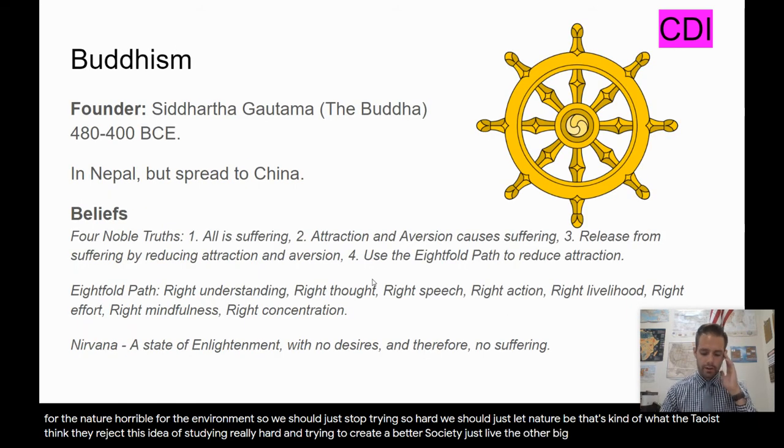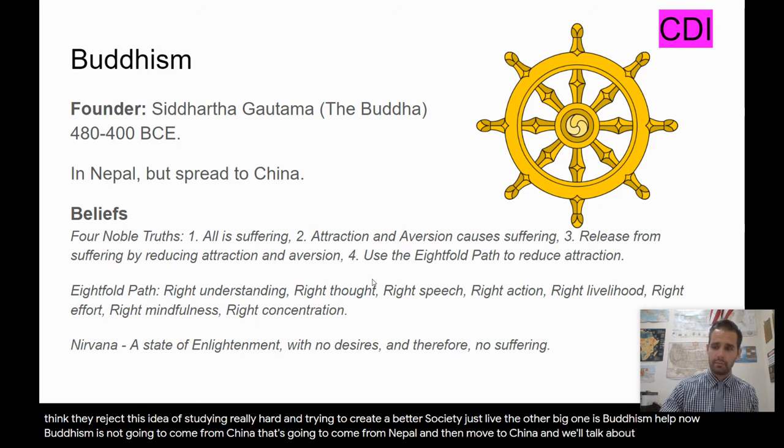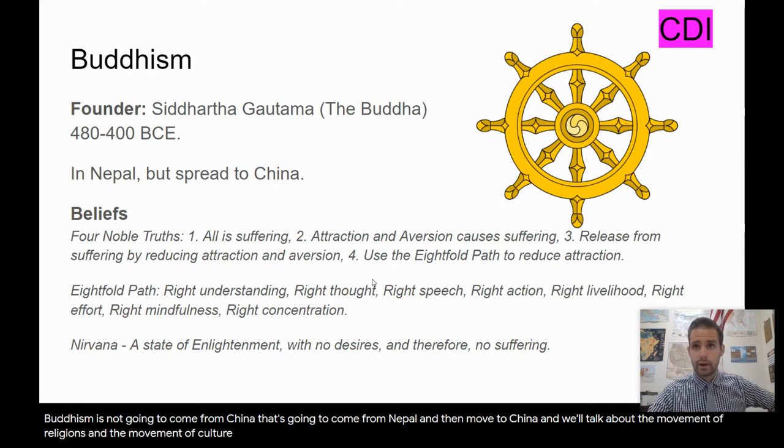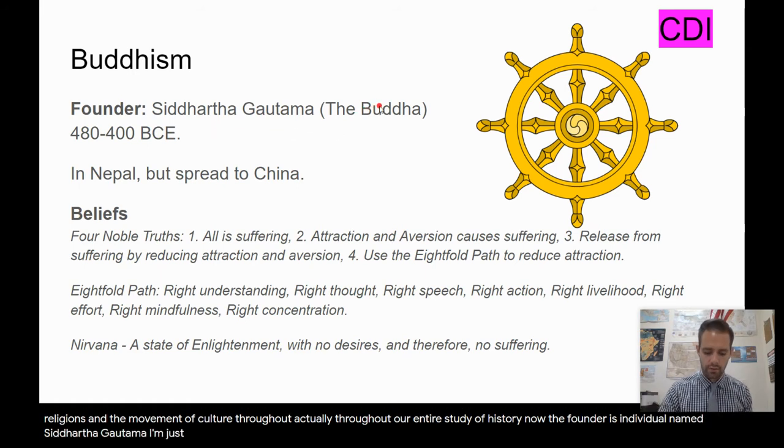The other big one is Buddhism. Now, Buddhism is not going to come from China. It's actually going to come from Nepal and then move to China. And we'll talk about the movement of religions and the movement of culture throughout our entire study of history. Now, the founder is an individual named Siddhartha Gautama. I'm just going to call him the Buddha.